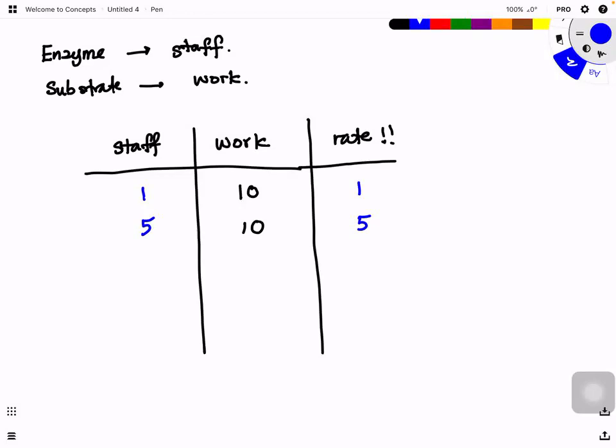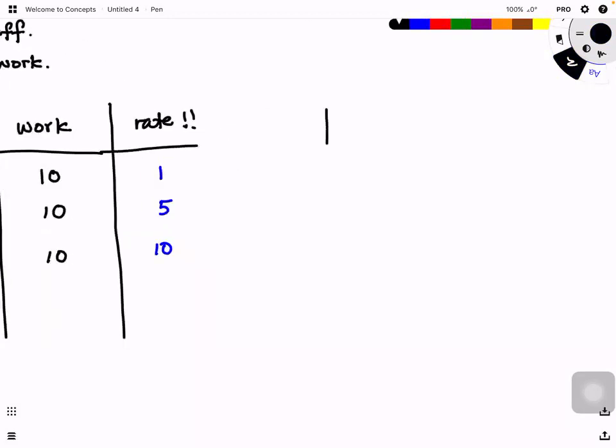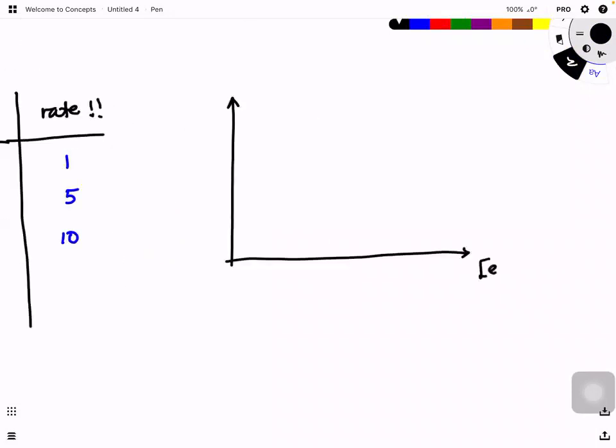But I see that it's not enough, so I increase my staff number to 10. My work still remains at 10; I didn't increase my work. So with 10 staff, each of them can finish one work in 1 hour, so I'm going to have 10 works done per hour. Therefore, the rate increased. So it means that if I increase the enzyme concentration, it will definitely increase my rate of reaction. Correct or not? So if I plot the graph now, this is the enzyme concentration.